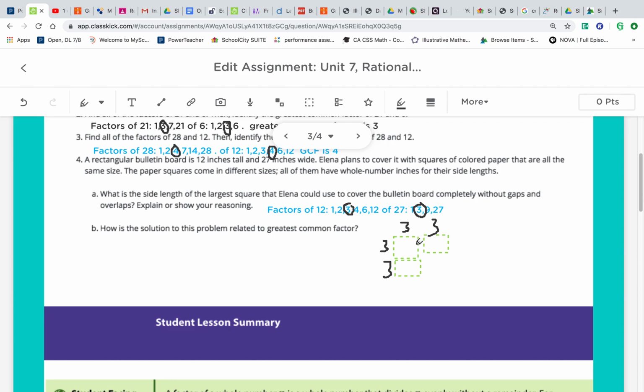So you could use that, of course, to also find how many squares there would be total, right? You'd have 36 total squares. All right.